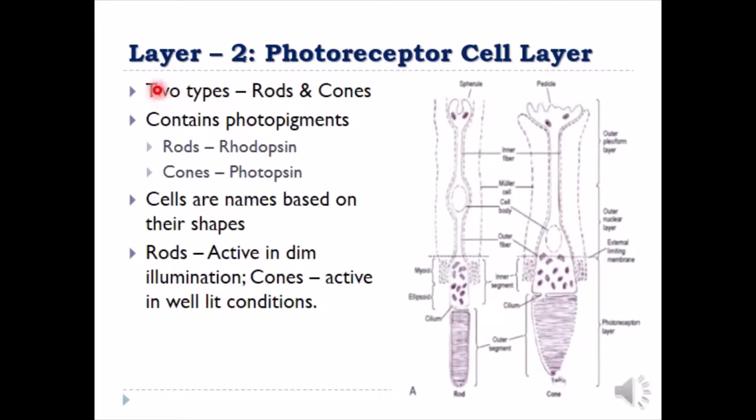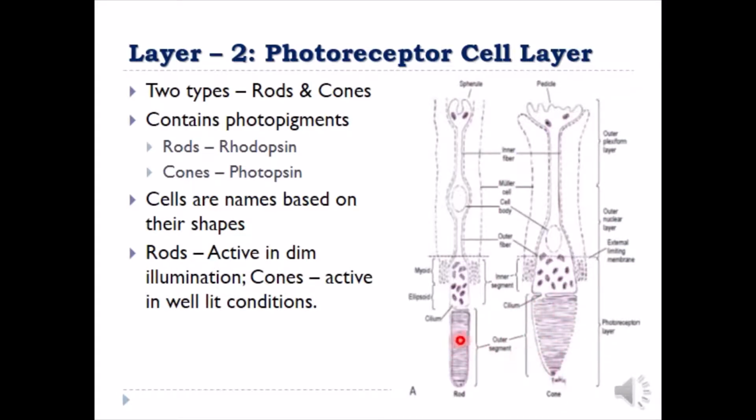There are two types of photoreceptor cells: one is rods, another one is cones. You may be wondering, why rods and cones? These cells are named based on their shapes. I have given an example. You can see that this has the shape of a cone and this has the shape of a cylinder, or a rod. So the cells that have the shape of a cylinder are rods, and this cone shaped one, it's generally the shape of the outer segment.